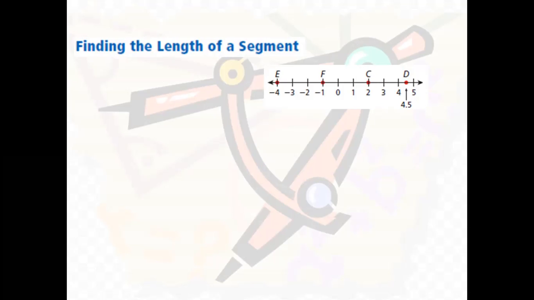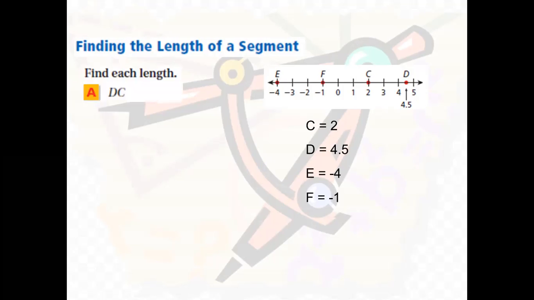So from the number line, we can find out that C is 2, D is 4.5, E is -4 and F is -1. Because once you do this, it will be easier. No matter whichever question they ask, we can simply refer to these values and solve the question. Okay, so once you have written down the values, let's look at the question. Find each length. So they want you to find the length of DC. That's like from D to C, what's the length?